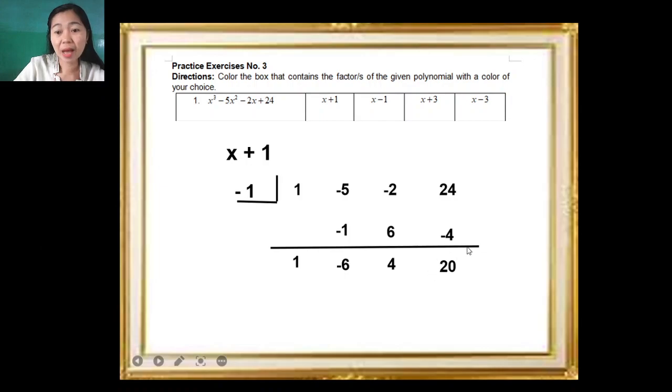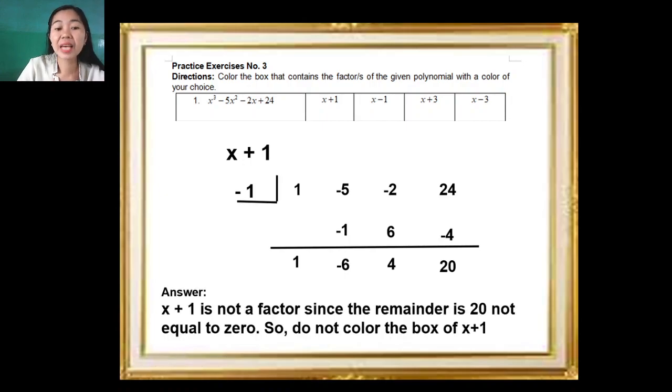So, ayan. Anong last number sa dulo? Positive 20. Sabi ko kanina, ang aim natin dapat yan ay 0 para masabi natin factor yung tinest natin na binomial. So, ibig sabihin lang, x plus 1 is not a factor since the remainder is 20 and not equal to 0. So, yung box ni x plus 1, do not color. Do not color the box of x plus 1. Kasi hindi nga siya factor.